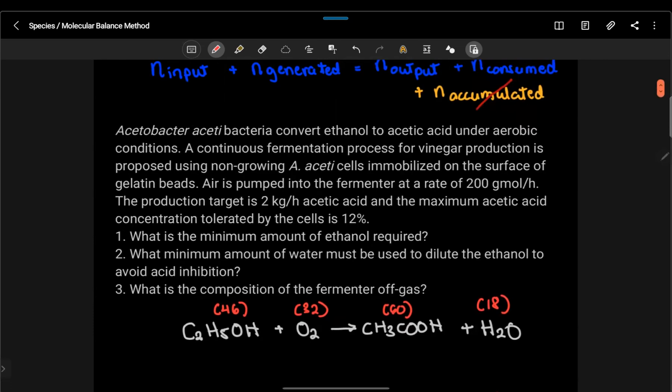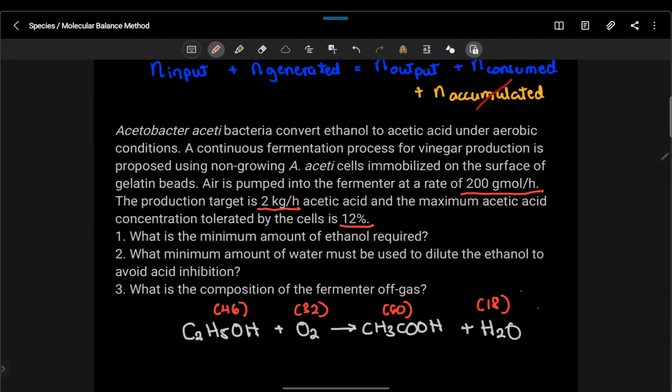Okay, now, sabi dito, since aerobic siya, kailangan mong mag-pump ng air dun sa ating fermenter. So, gaano daw karaming hangin ang ilalagay natin? So, 200 gram mole per hour. So, gram mole or mole, pareho lang yan. Okay? And the production target is 2 kilograms per hour. Okay, so imagine you have the demand annually. If they convert that to per hour basis, so in every hour, dapat 2 kilogram daw yung ma-produce na acetic acid. And another thing here is that yung maximum acid concentration daw na tolerated by cells is 12%.